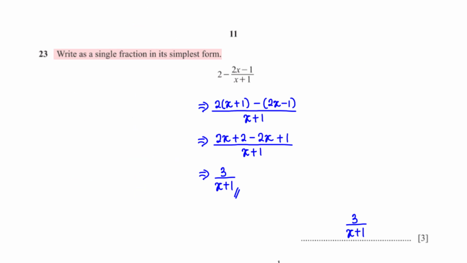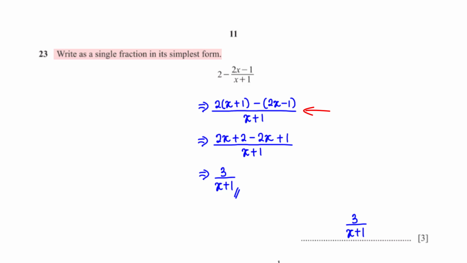Write as a single fraction in its simplest form: 2 minus (2x minus 1) divided by (x plus 1). The denominator for 2 is 1. The LCM in this case will be x plus 1. 1 into x plus 1 is x plus 1, multiplied by 2 gives us 2 times (x plus 1). Minus, x plus 1 goes into x plus 1 one time. 1 times (2x minus 1) is 2x minus 1.